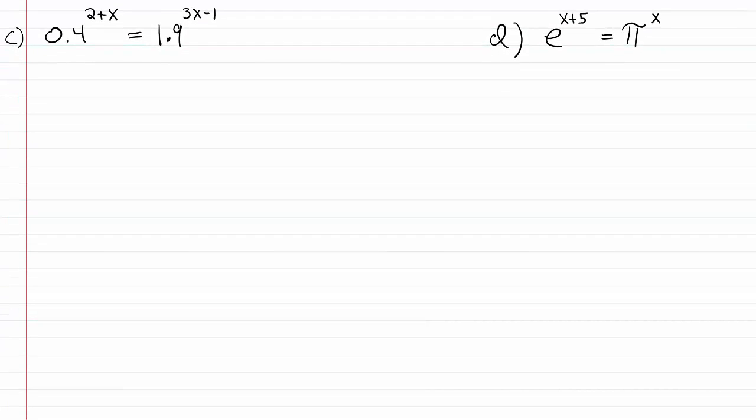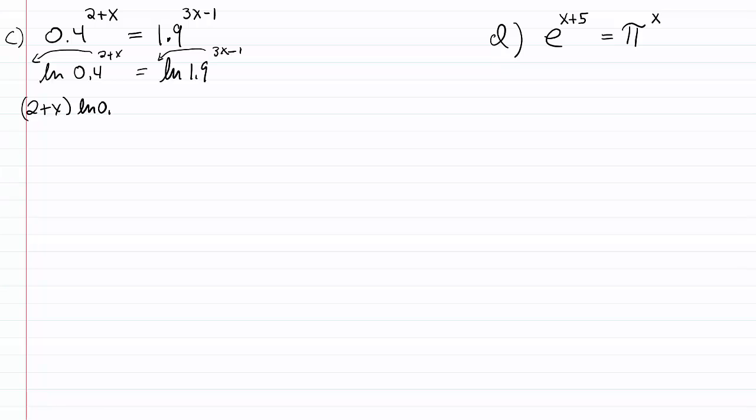All right, so for C and D, it's the same kind of thing. We're going to take the ln of both sides. We'll go through this pretty quickly here. So ln of 0.4 to the 2 plus x is equal to ln of 1.9 to the 3x minus 1. So the 2 plus x comes out in front. The 3x minus 1 comes out in front. You end up having 2 plus x times ln of 0.4 is equal to 3x minus 1 times ln of 1.9.